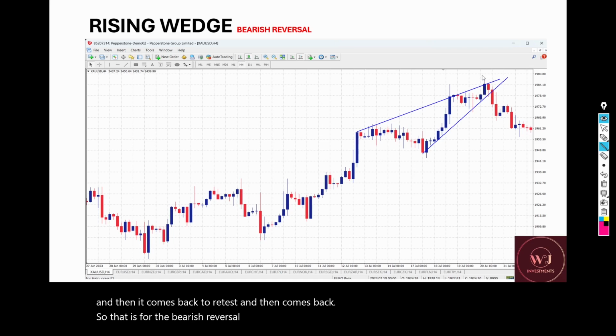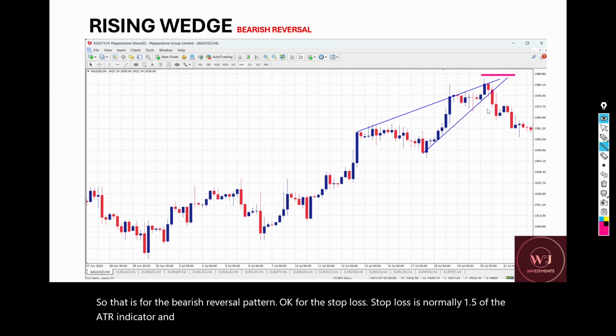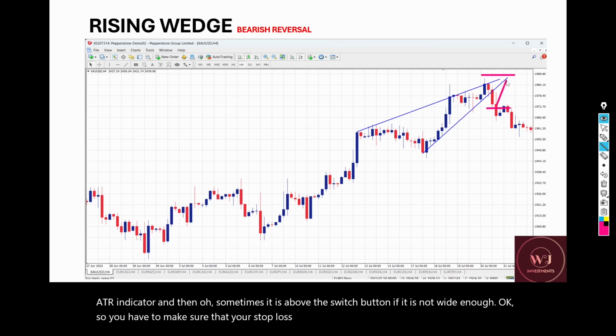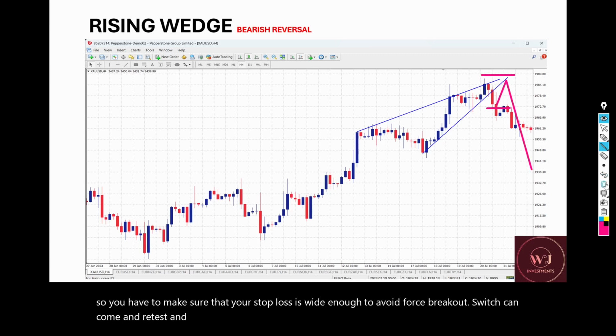Okay, for the stop loss, it is normally 1.5 of the ATR indicator, or sometimes it is above this wedge pattern if it is not wide enough. Okay, so you have to make sure that your stop loss is wide enough to avoid false breakouts which can come and retest and then they reverse.